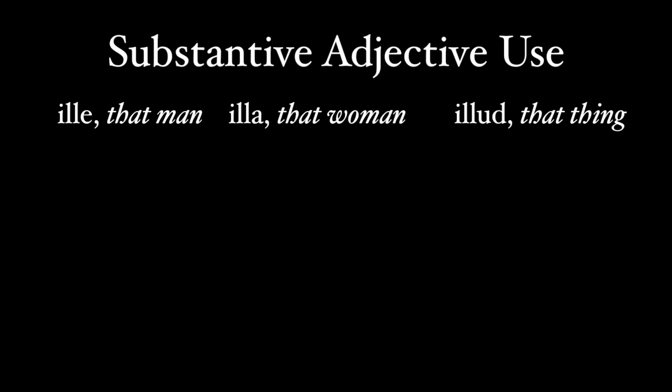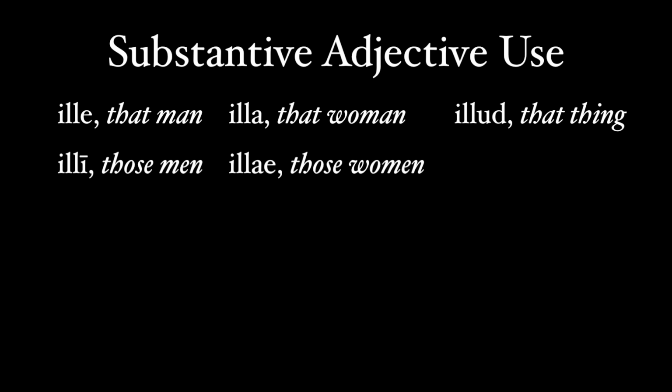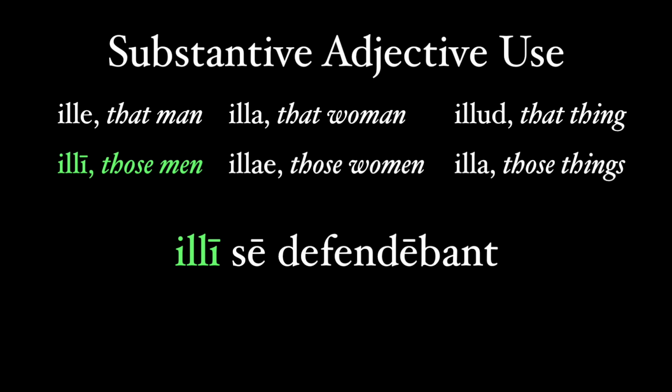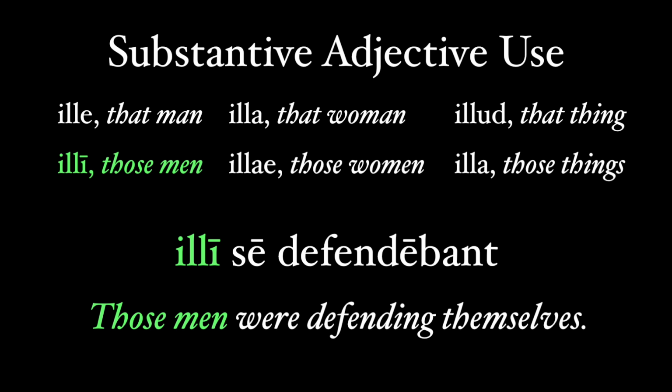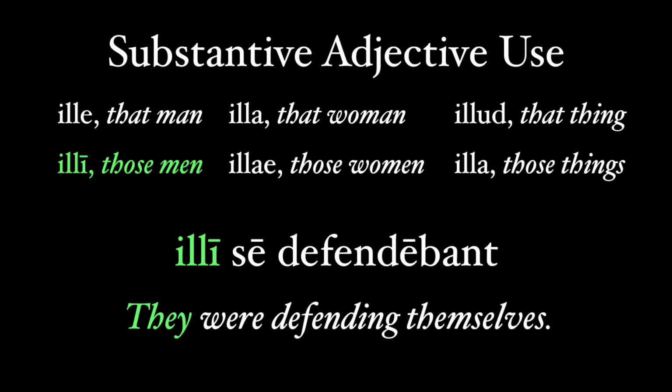Ille isn't just that, it's that man. Illa, that woman. Illud, that thing. Illi, those men. Illae, those women. And illa, when it's neuter plural, those things. So when Caesar says, illi se defendebant, it looks like he's saying those were defending themselves, but it's more those men were defending themselves, or even just they were defending themselves. And illi here aren't Romans, but his enemy. They are far away from Caesar in mind and politics and war.